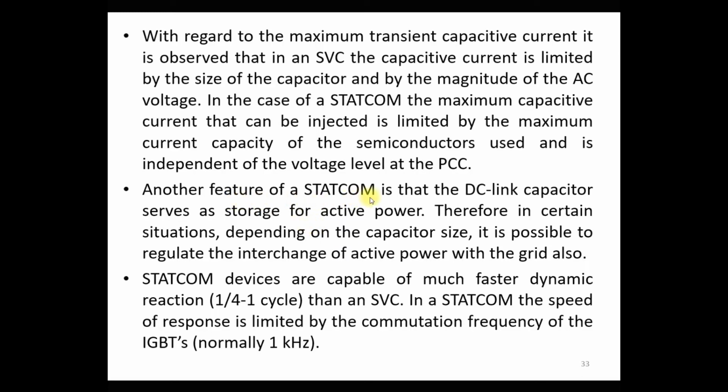Now another feature of the STATCOM is that the DC link capacitor serves as a storage for active power. As you know, in the STATCOM we use the voltage source converter, so at the input we use a capacitor as the DC source. Therefore, in certain situations, depending upon the capacitor size, it is possible to regulate and interchange active power with the grid also.